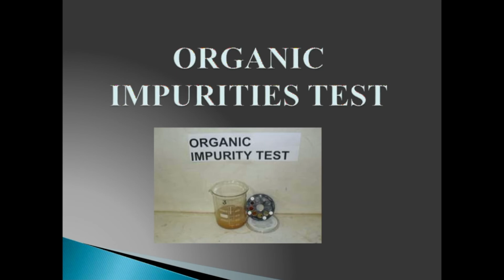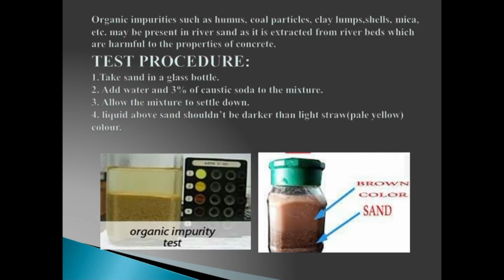The next test we are going to see is the organic impurities test. Organic impurities in sand may be due to the presence of decayed vegetation, humus, coal particles, or any other organic matter present in the riverbeds. It is generally considered that organic impurities retard the setting of cement and thus have a deleterious effect on the strength of concrete.